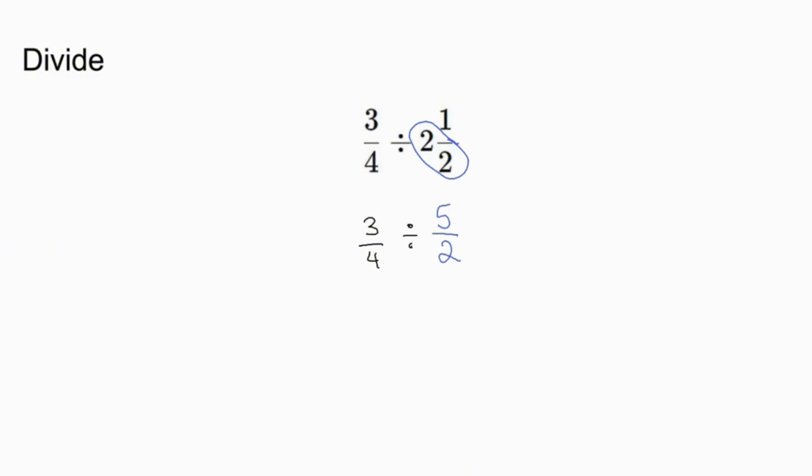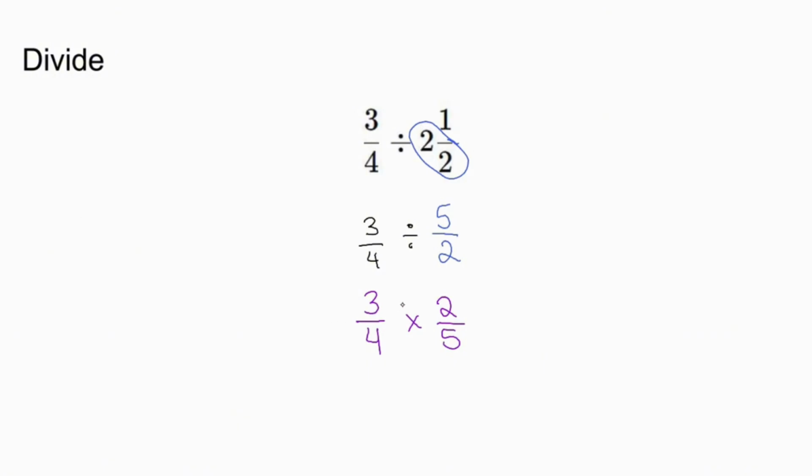There you have it. Now, when you divide two fractions, you're going to use the rule keep, change, flip. What does that mean? That means keep the first fraction, change the division symbol to a multiplication symbol, and flip 5 over 2 to 2 over 5. Now we are multiplying two fractions.